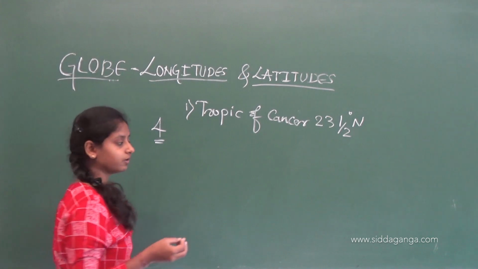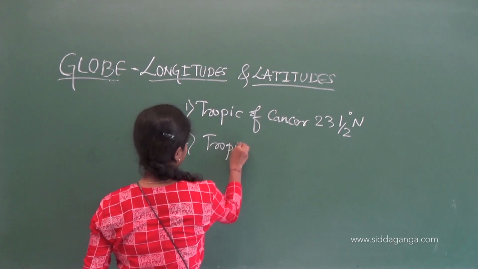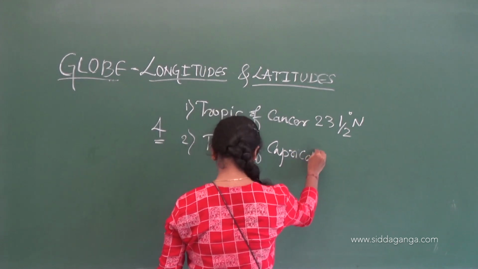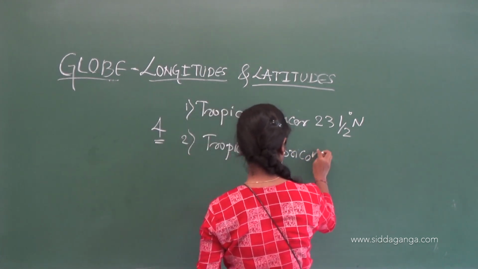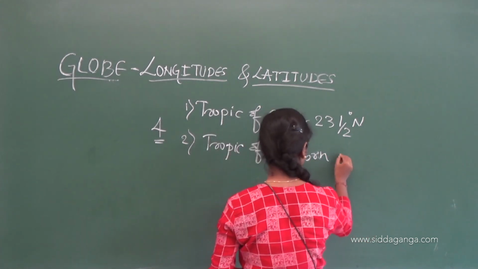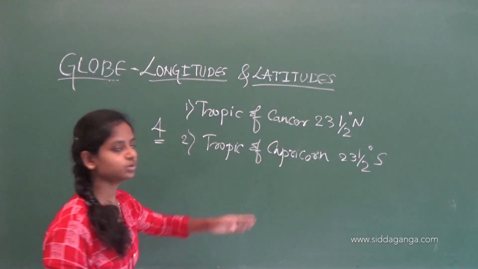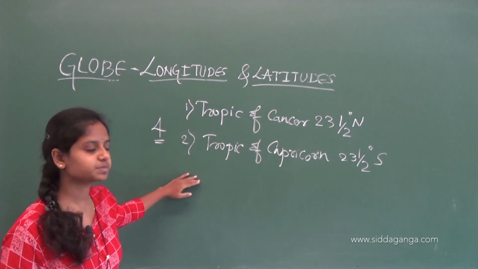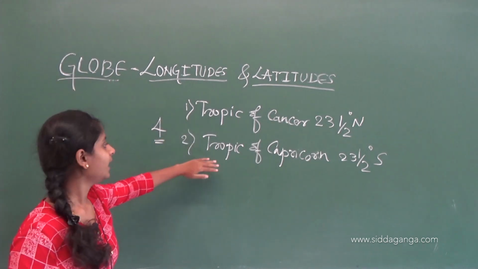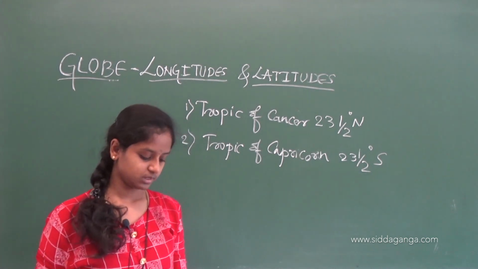Then Tropic of Capricorn, which is also located at 23.5 degrees to the south. South means in the southern hemisphere. We can see the Tropic of Cancer in the northern hemisphere and the Tropic of Capricorn in the southern hemisphere.